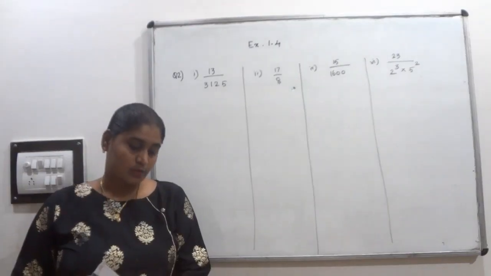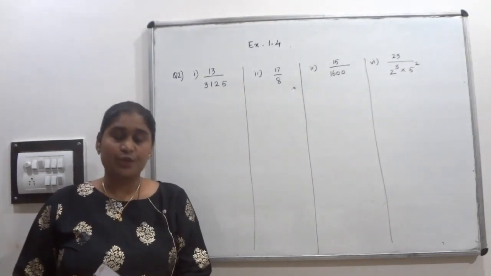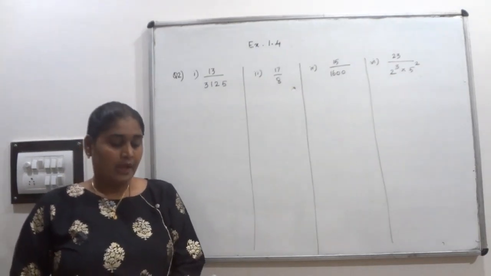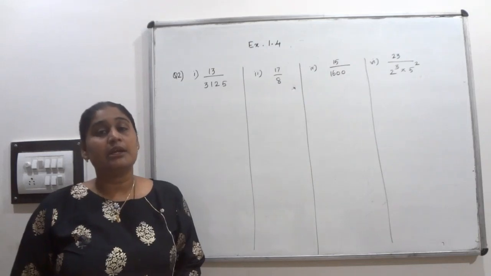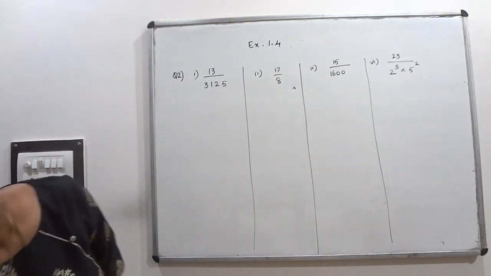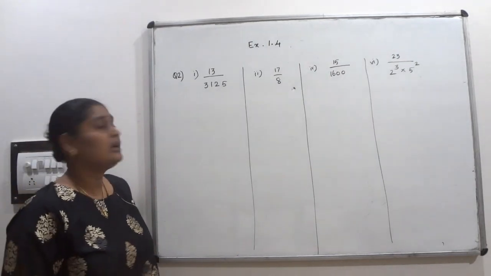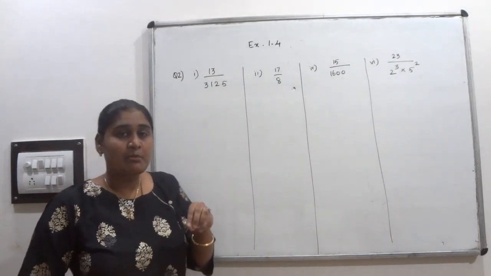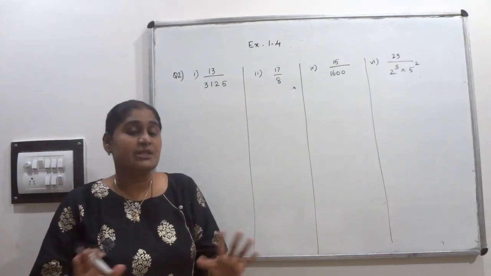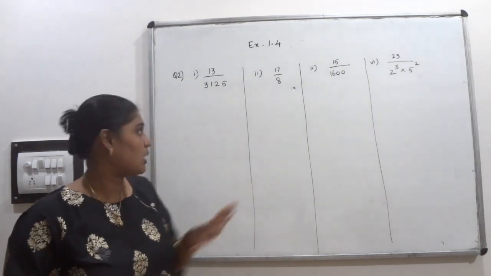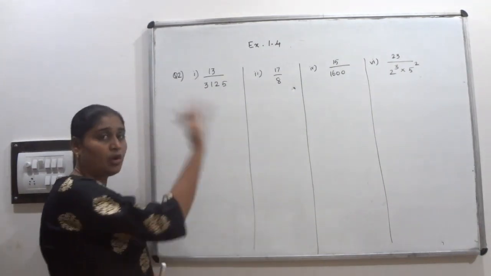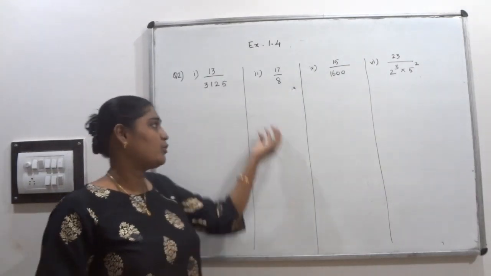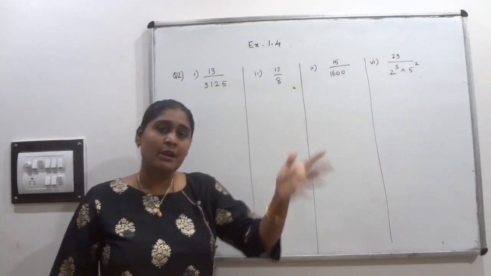Question number 2. Write down the decimal expansion of those rational numbers in question number 1 above which have terminating decimal expansion. So, here I am going to write the decimal expansion of the rational numbers which have terminating decimal expansion in question number 1. In question number 1, we already found which are having terminating decimal expansion. For those, I am going to find the decimal part.